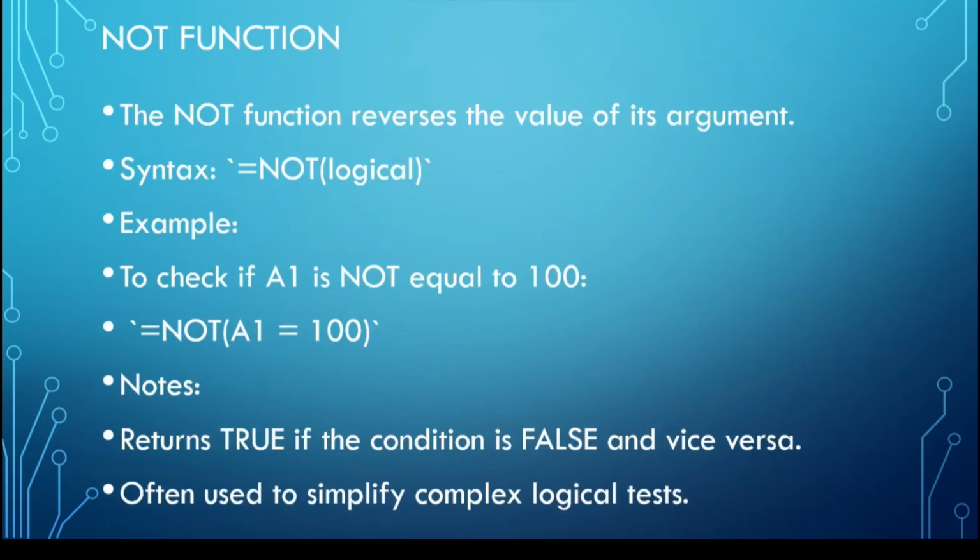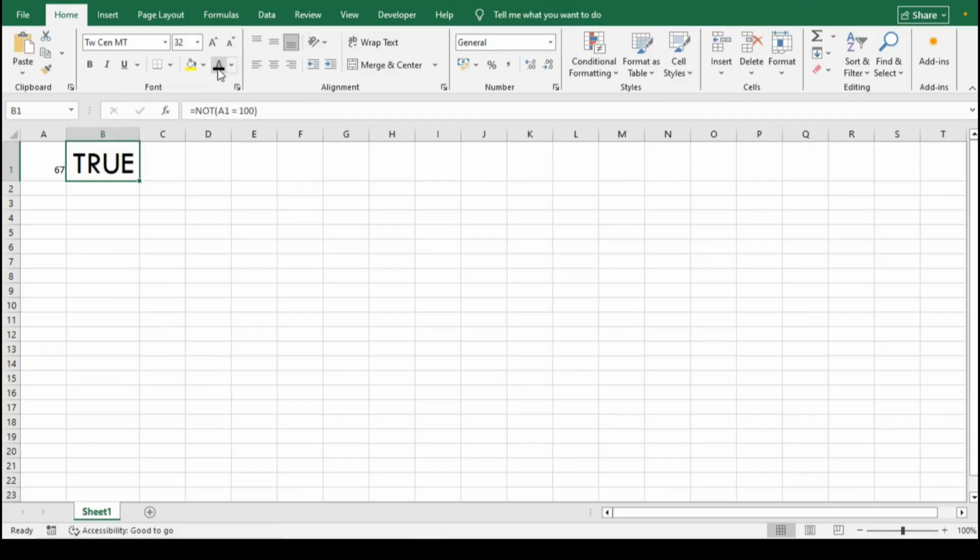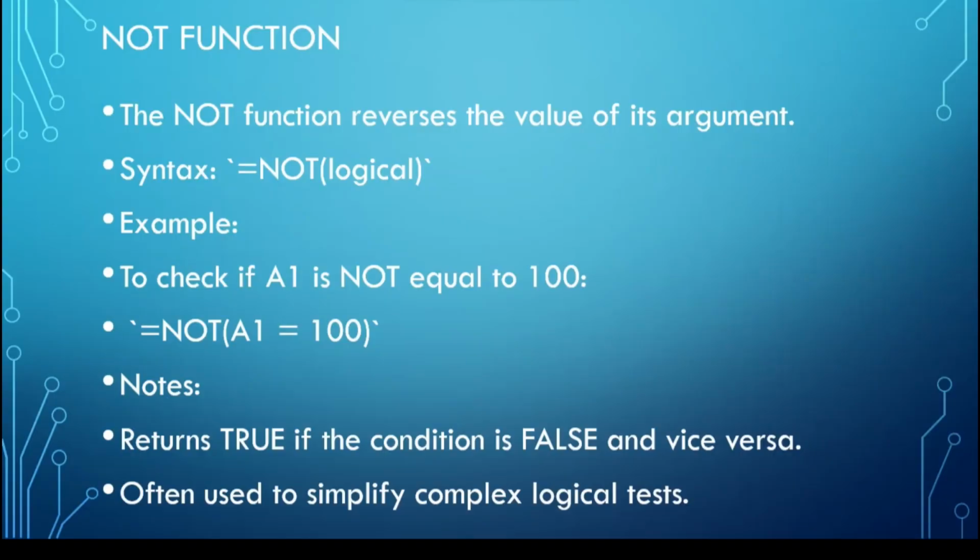The NOT function. The NOT function reverses the value of its argument, which can simplify your logical tests greatly. The syntax for the NOT function is equals NOT followed by your logical condition. For example, to check if A1 is not equal to 100, you would write equals NOT A1 equals 100. This function returns true if the condition is false, and vice versa, which can be very helpful. It is often used to simplify complex logical tests in your formulas.